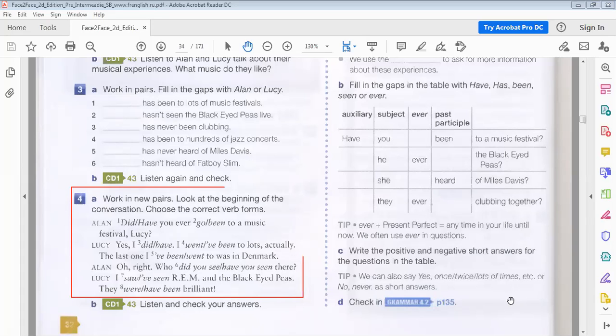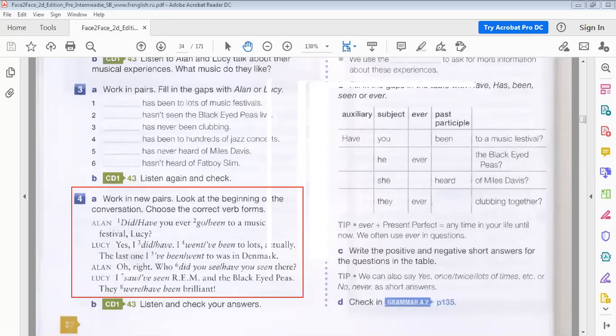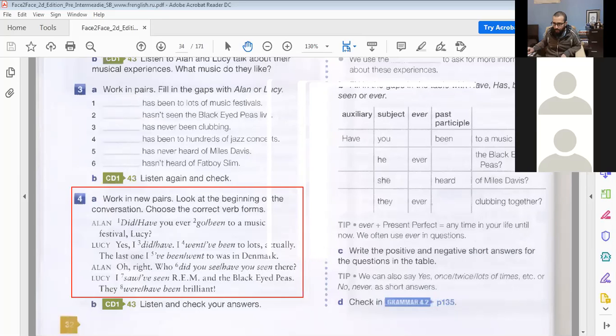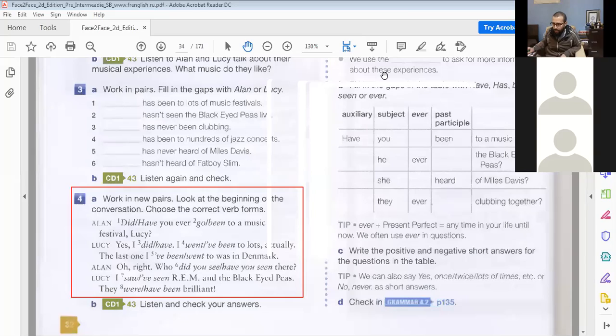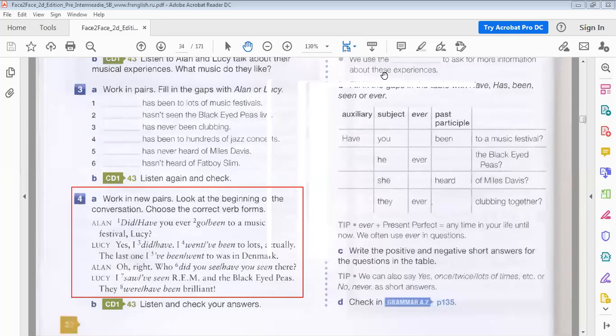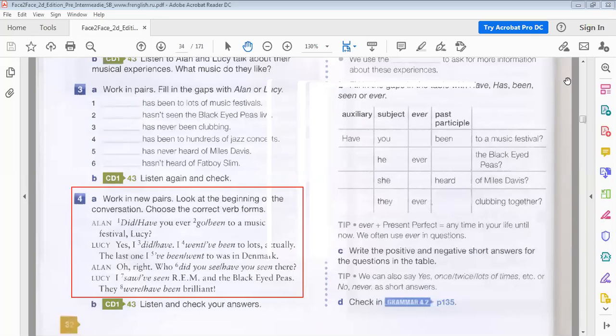Let's listen. Before we listen, let's check first. Let's do it as a chat. Selma, you can be Alan, and let's find someone who can be Lucy. Who would like to be Lucy? Let's choose Suhaib. Would you like to be Lucy? Noha? Yeah. Okay, so Noha and Selma.